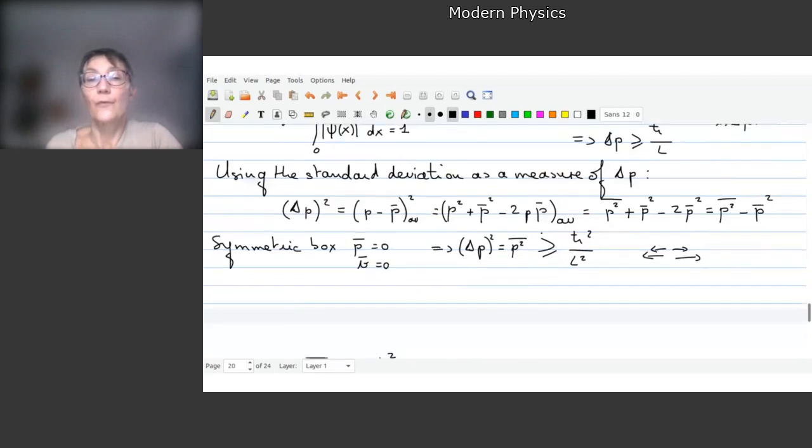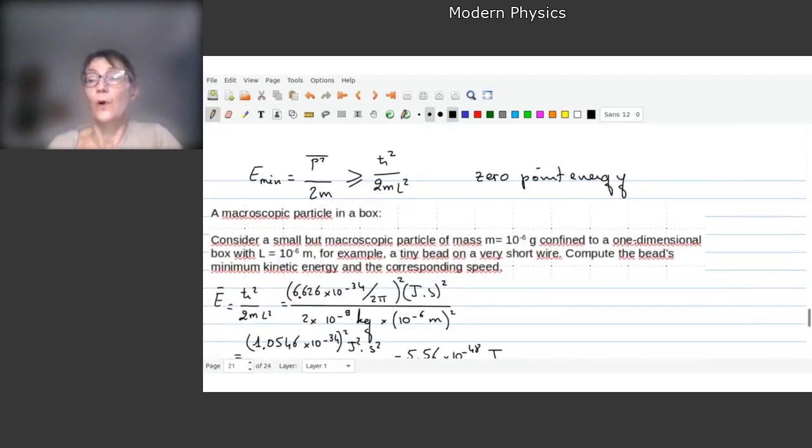And so what are we looking for? We are looking for an expression of the energy, okay. So the minimum of energy will be proportional to this mean value of p square over 2m, and so it will be larger than this quantity h bar square over 2m L square, okay. And so you cannot have a wave packet, okay, a particle with 0 mean kinetic energy, okay, in a box, okay. A quantum particle, okay, always will have a minimum energy, which is called the 0-point energy, okay.